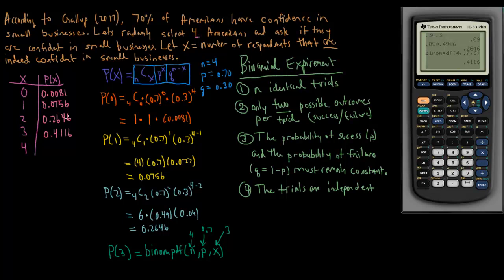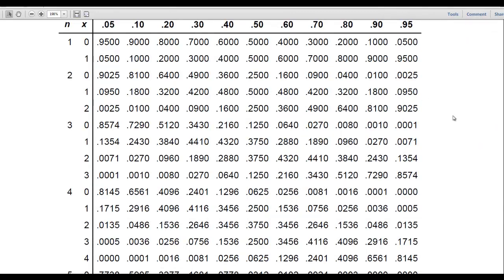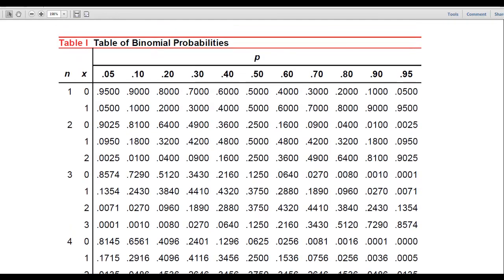Now, what's the other way to easily get the probabilities? Not in all cases, but in some cases. I'll show you how to do that. It's the chart in the back of the book. Let's take a look at the chart in the back of the book. This is the binomial distribution chart, in Appendix B, I believe.